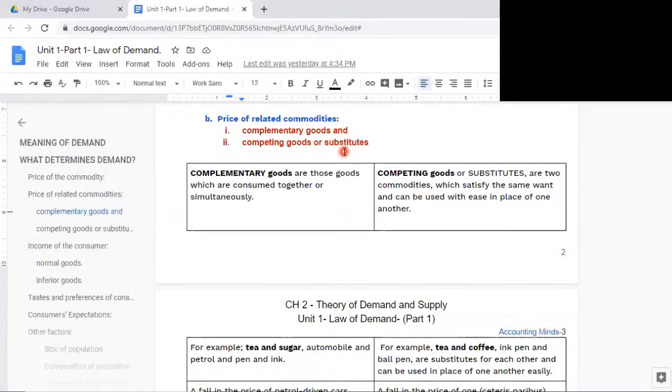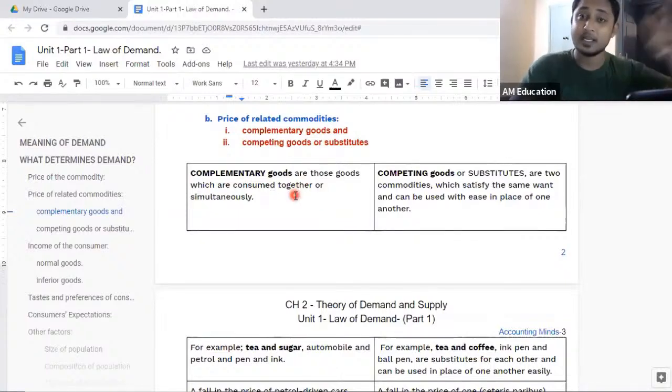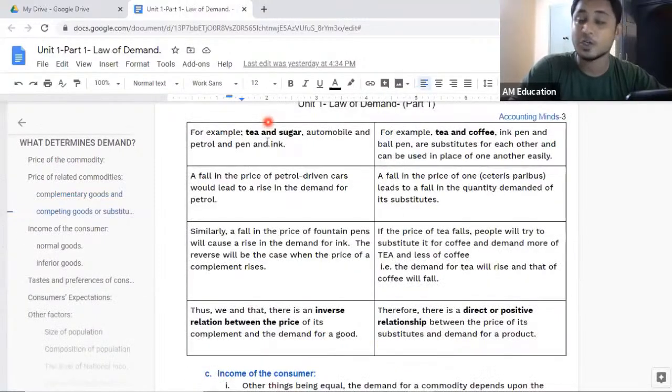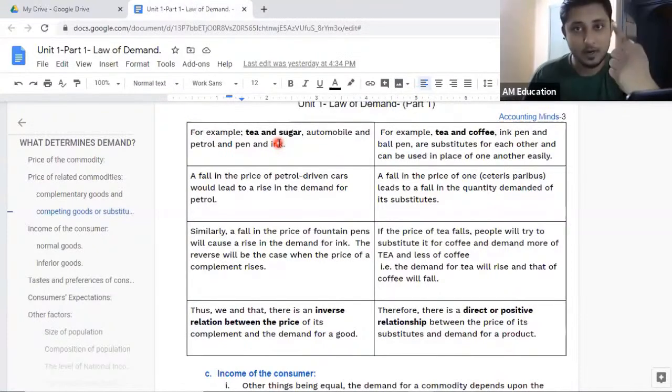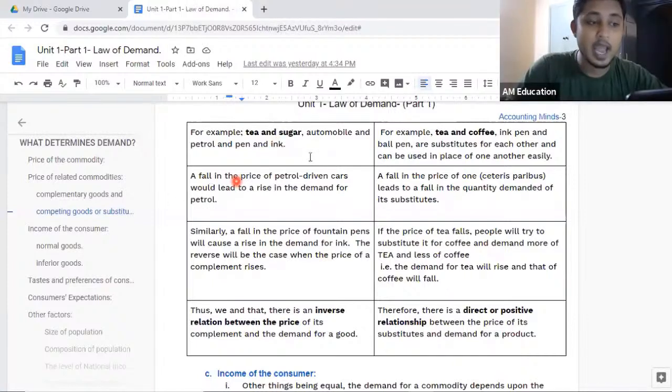The same thing goes with goods. Complementary goods are those goods which are consumed together or simultaneously. For example, tea and sugar. Tea is a different good, sugar is a different good, and because they are consumed simultaneously, we call tea and sugar complementary goods. And the other example is automobile and petrol.